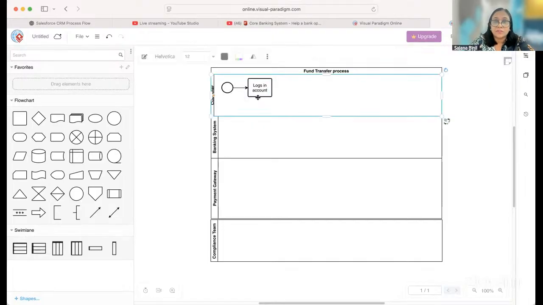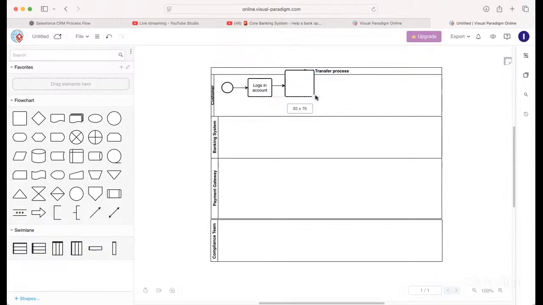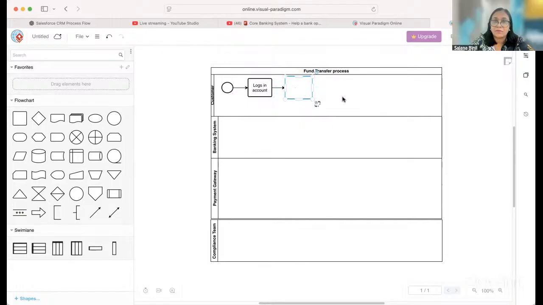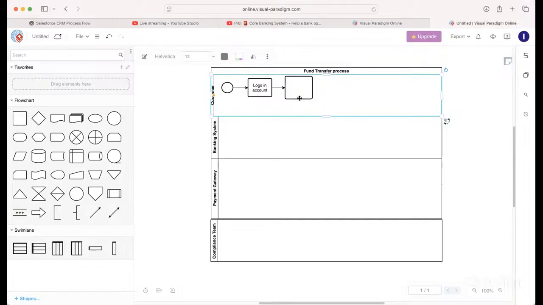He logs into his account. Then next one. Bank validates the account. Validates the account, in the sense? Verification or validation. Review. Generally, to do a fund transfer, you might need to confirm balance.